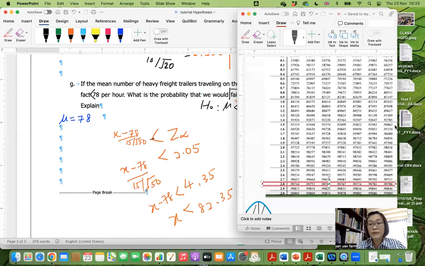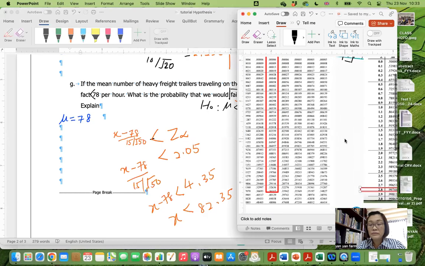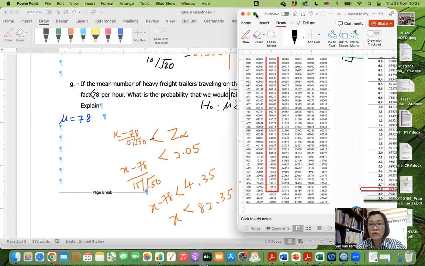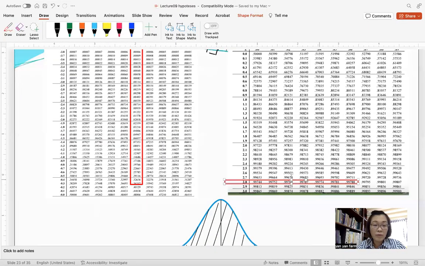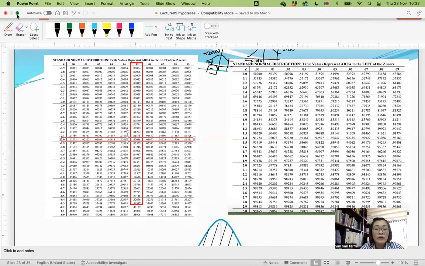How do we do that? Same thing. This is the closest one, 2.05. Can you see that? The underlined area is 0.02.